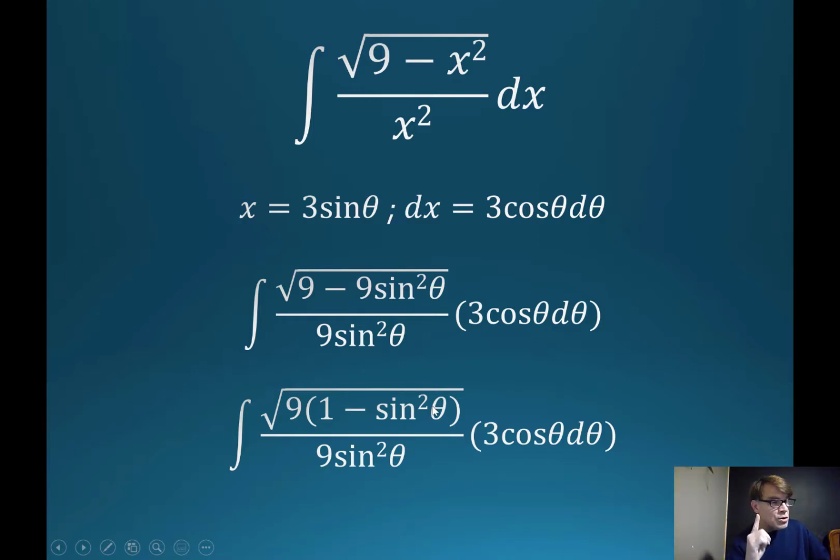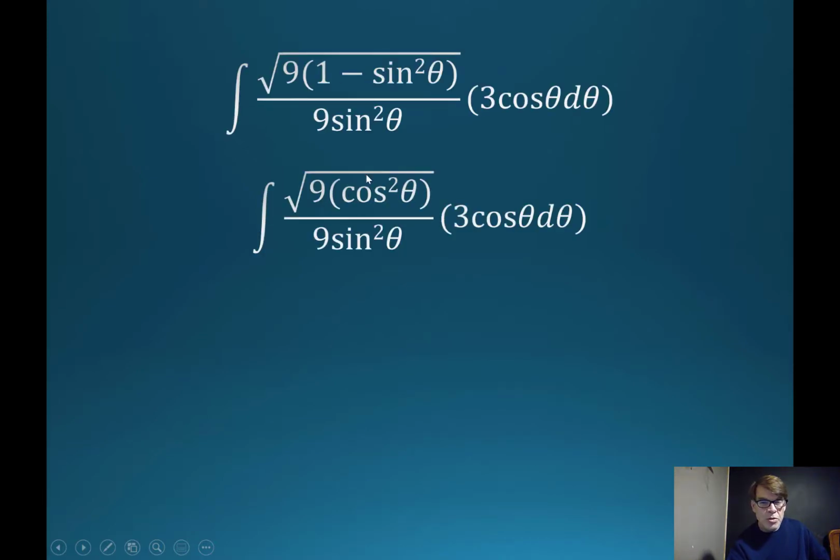Now, here's where knowing your trig identities comes in handy, because 1 minus sine squared theta is something you might remember, and it's cosine squared theta, right? So if we bring this forward to the next page, cosine squared theta substitutes for that. So now we've got the square root of 9 times cosine squared theta, times 3 cosine theta d theta, all over 9 sine squared of theta.